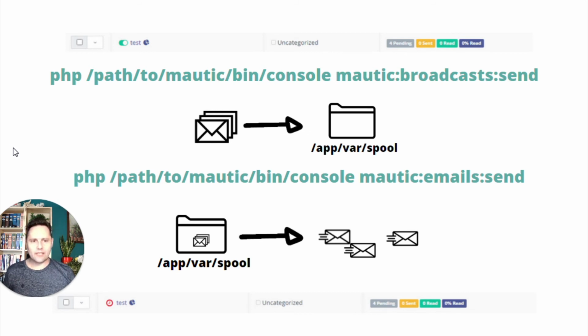So if you want to schedule emails ahead, you have to have both cron jobs ready. And you can actually run them in the SSH and see how they work.